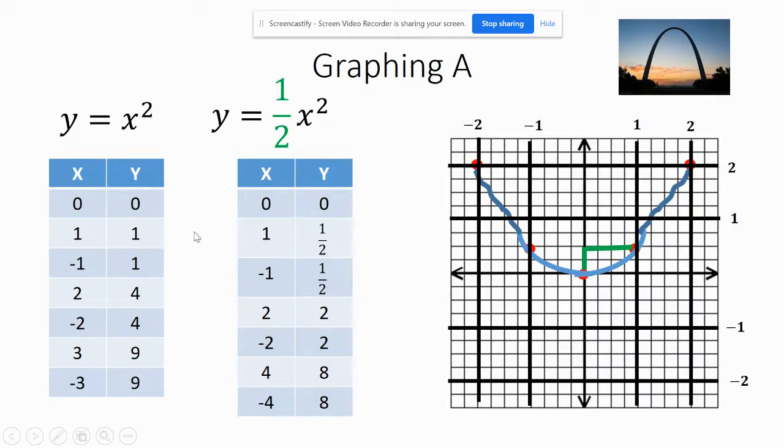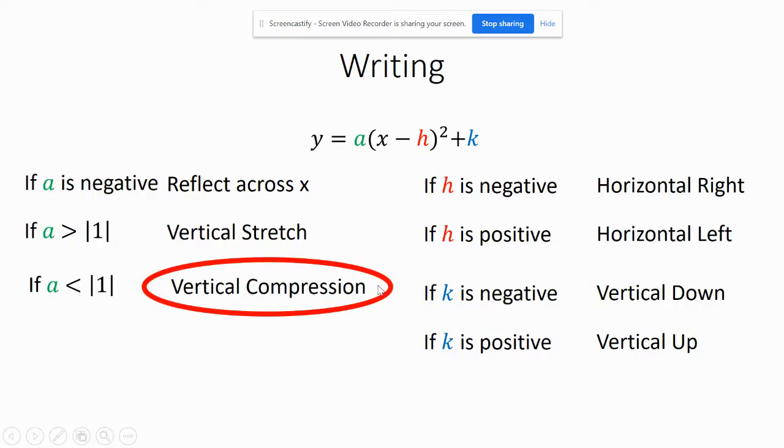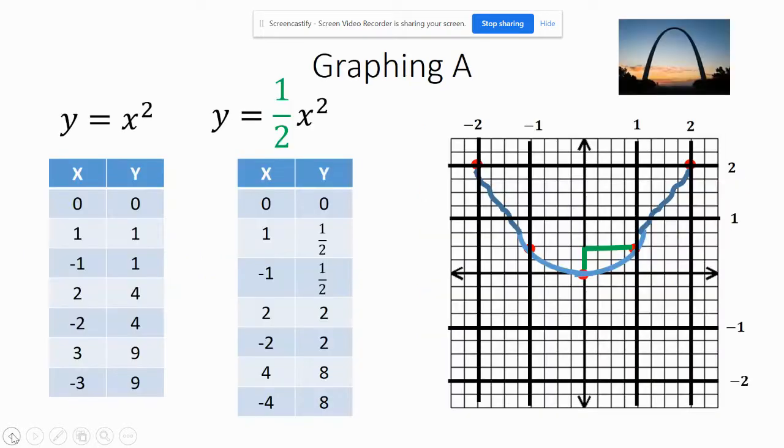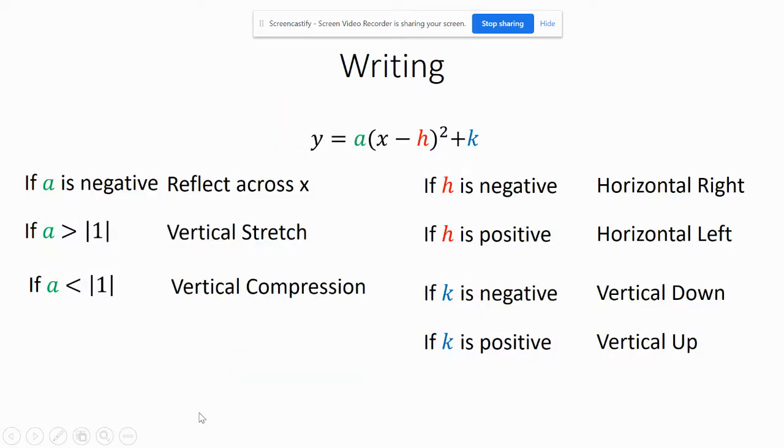And if you'll notice, these graphs are not going up as fast. These graphs got wider, and these are called vertical compressions. A vertical compression is a graph that is wider, it's not going up as fast. And you'll notice we had 1/2 for an A value, so that's smaller than 1. All right, now negatives, you be careful. Negative 3 is smaller than 1, but it's not smaller than the absolute value of 1 because it becomes a positive 3. So if your value is a number larger than 1, it's a stretch. If it's smaller than 1, it's a compression, as long as we're looking at the positive only. And if it's a negative, it will reflect across the x-axis.